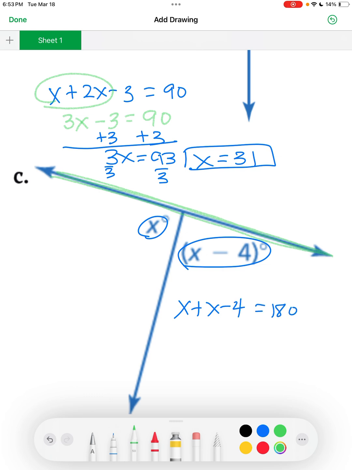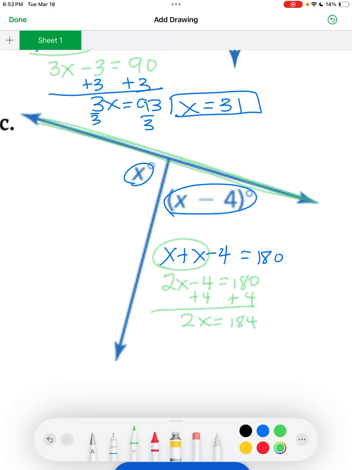So again, we have to combine our like terms. It's going to give me 2x minus 4 equals 180. Inverse operation to the 4. And I get 2x equals 184. Not quite finished yet because now I have to divide by 2 on both sides to completely isolate my variable. And when I do that, I get that x equals 92.